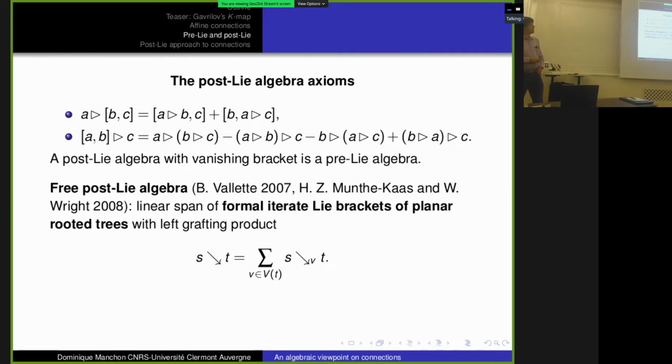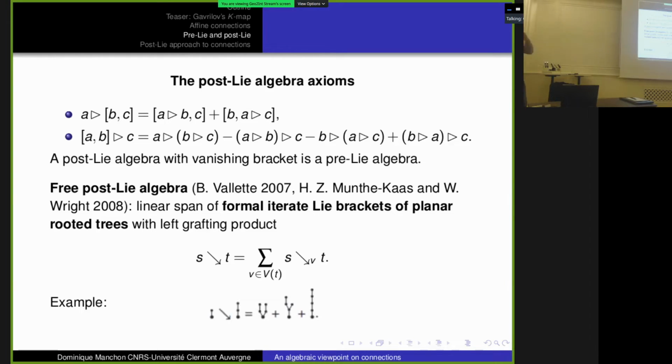So the free Post-Lie algebra is the linear span of formal iterated Lie brackets of planar rooted trees with left grafting product. Okay. And here is an example.